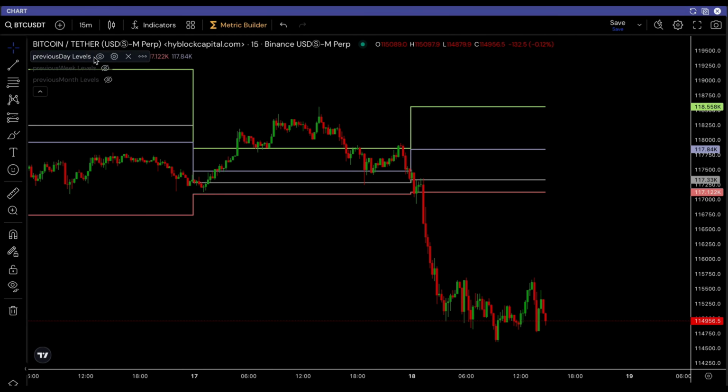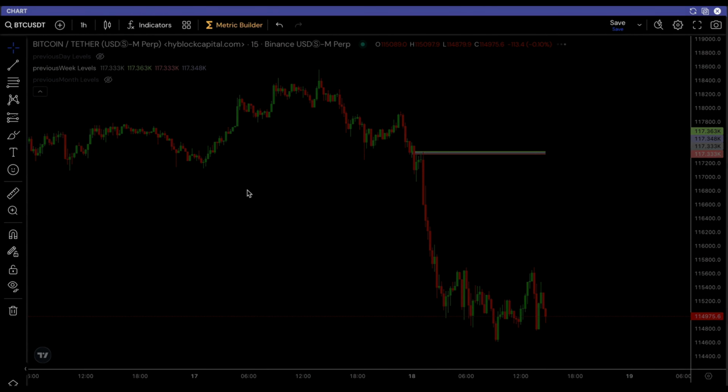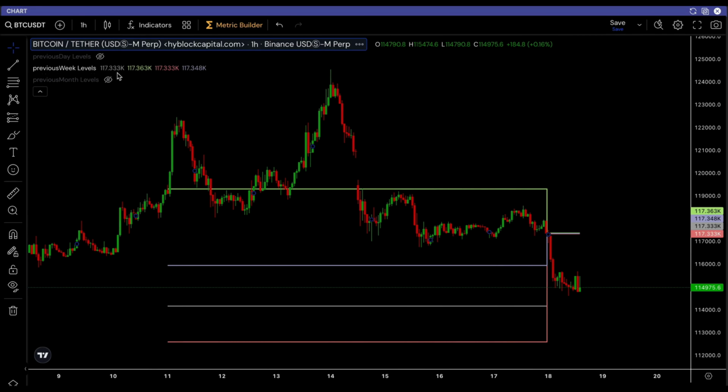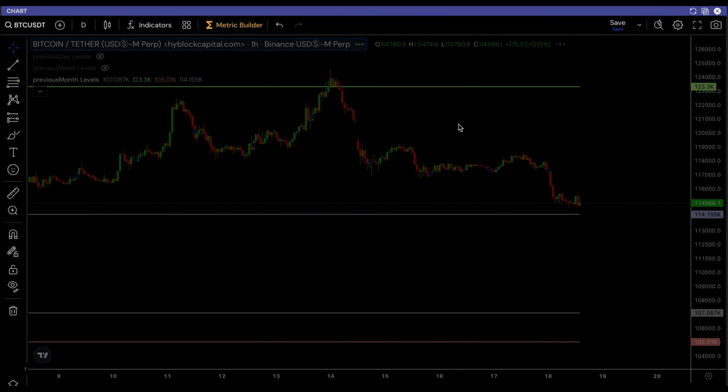Previous day levels are best for short-term setups on lower timeframes. Use previous week levels on the 1-hour chart for more reliable signals. On the other hand, previous month levels are ideal for higher timeframes to map the broader trend.